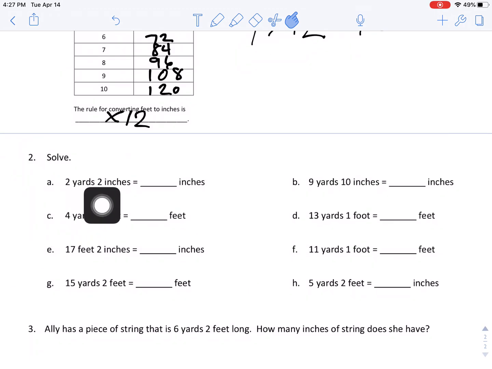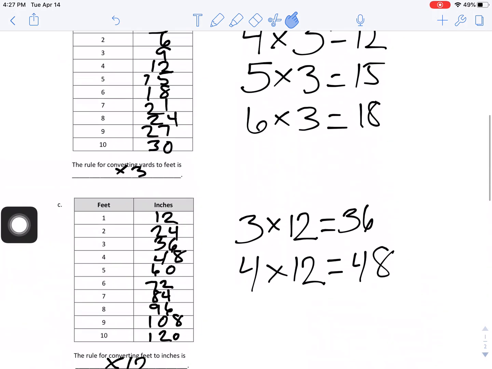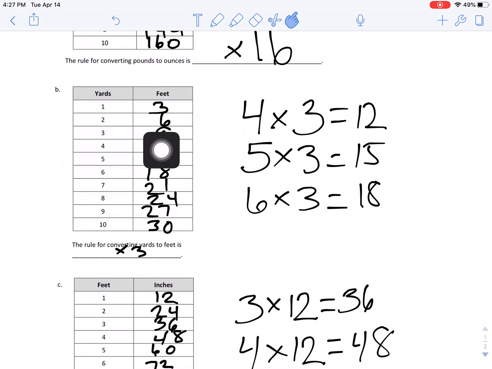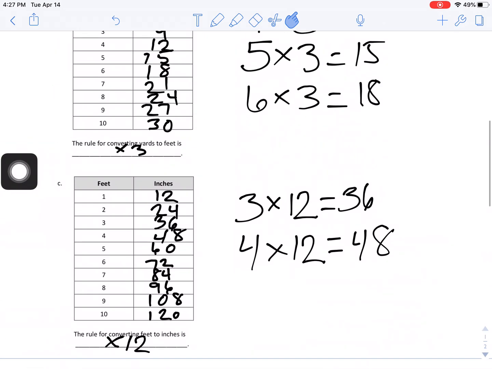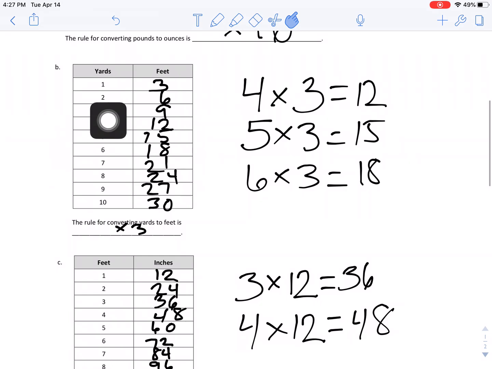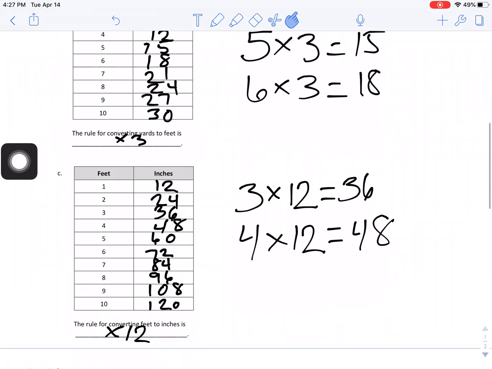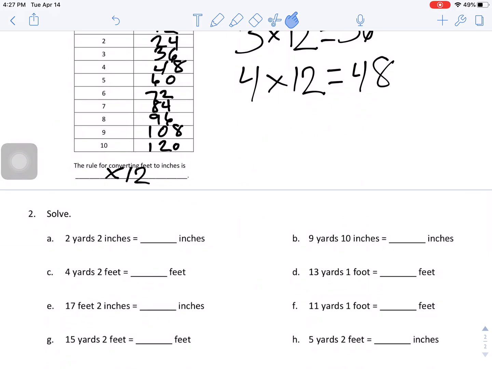So 2 yards, I could scroll back up to my yards, and I have to read the whole problem. 2 yards and 2 inches equals blank inches. So I'm trying to turn all these yards plus inches into just inches. So I would go up. I would see 2 yards. Oh my gosh, I have to go yards to inches. So 2 yards is 6 feet. But I'm not turning them into feet, I'm turning them into inches. So I would have to go 2 yards equals 6 feet.